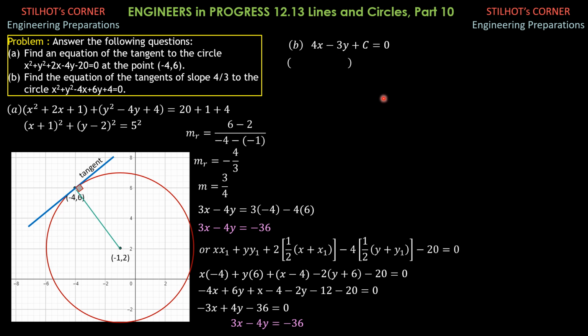So x squared minus 4x plus 4 by completing the square, plus y squared plus 6y plus 9, equals negative 4 plus 4 plus 9. So that's why x minus 2 squared plus y plus 3 squared is equal to 3 squared. So the center is indeed at 2 comma negative 3 and the radius is 3.